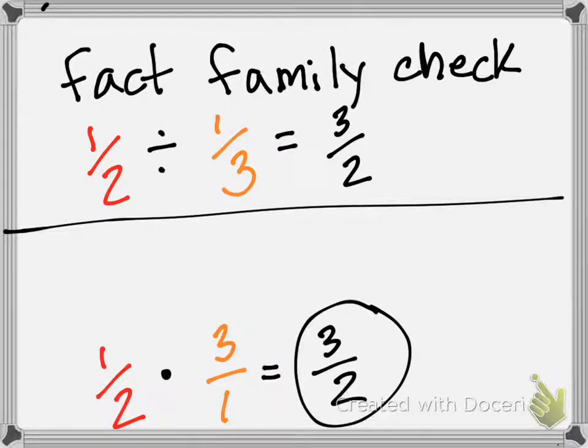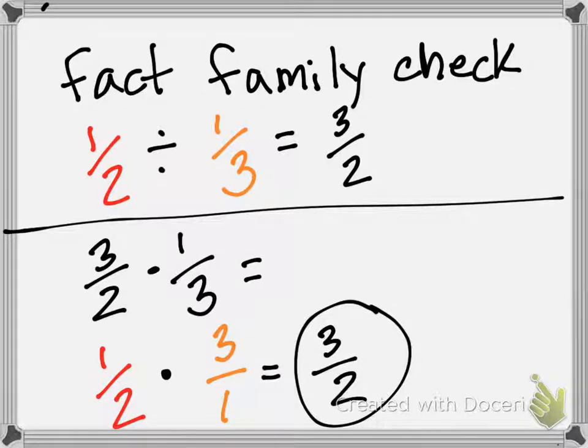Let's look at this. We have 3 halves. We are going to then multiply it because we're doing the whole thing backwards. It's the keep, change, flip thing. And we're going to multiply it by one of our original numbers. One of our original numbers. So what's one of our original numbers? Lucy? 1/3. Excellent.